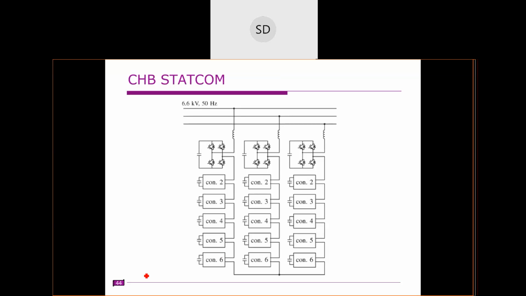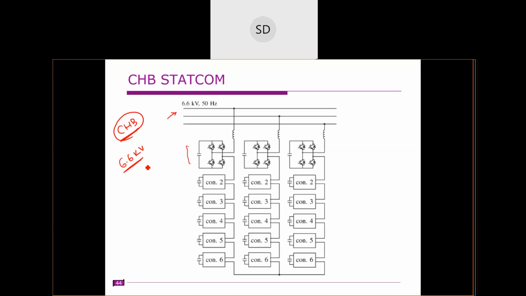Okay. So now, before that, I will give you an example of how to design this cascade H bridge inverter for any application. Let us assume that I'm designing it for a 6.6 kV grid.